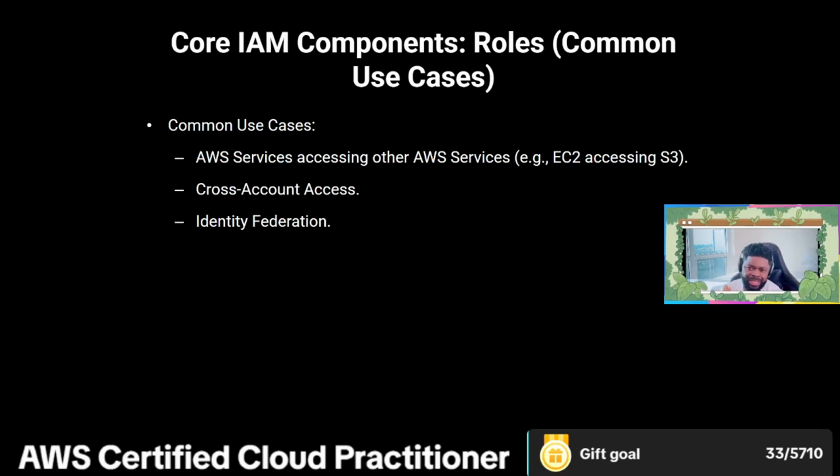For example, the simple one I put here: if you have an EC2 instance trying to access S3, remember, we're in the cloud. EC2 is a service, and S3 is also a service. Now it's one service trying to communicate with another service, and for them to do that, you need a role in between that gives EC2 the permission to talk to S3.